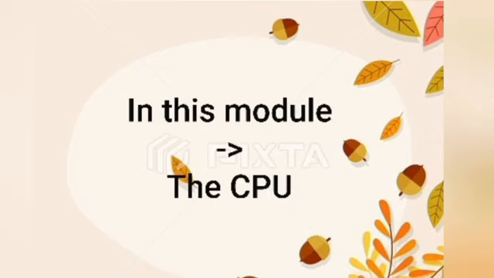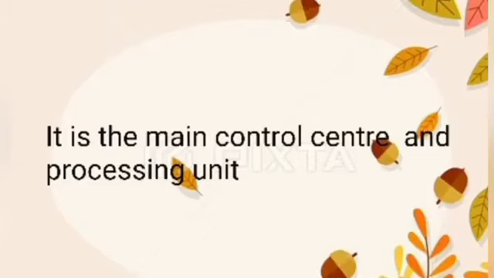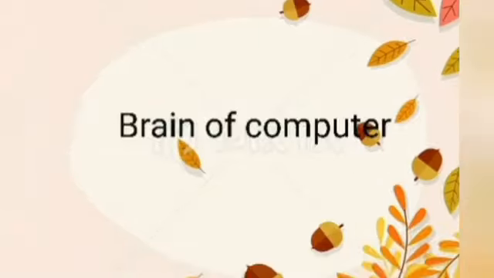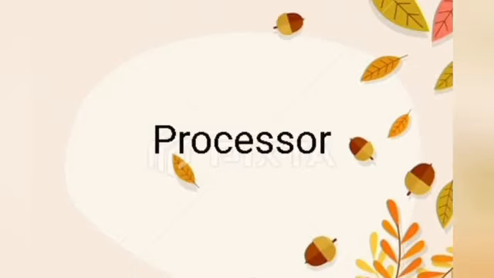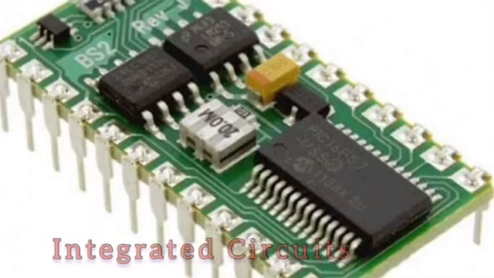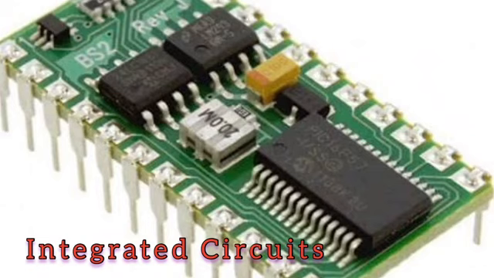In this module, let's see the central processing unit, CPU. It is the main control center and processing unit. It is also called the brain of the computer because it guides, directs, controls and governs the performance of a computer. It is also called processor. A CPU can be placed on one or more microchips called integrated circuits, IC.